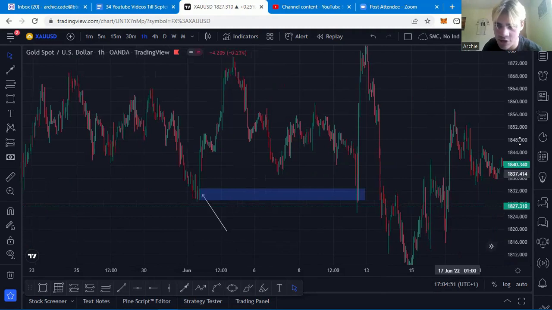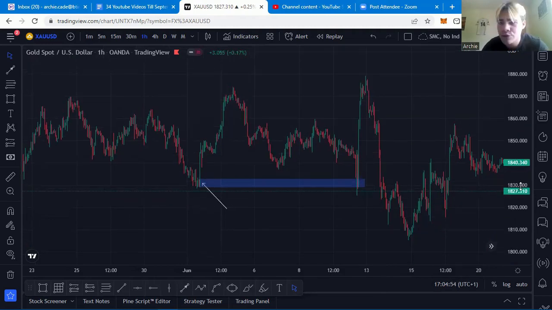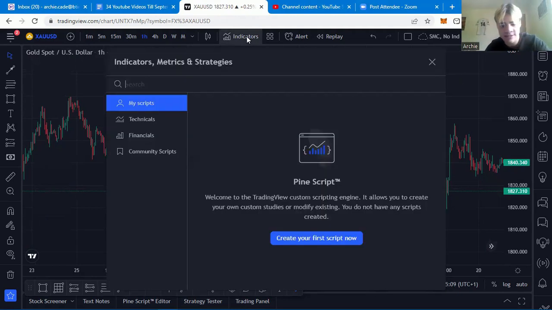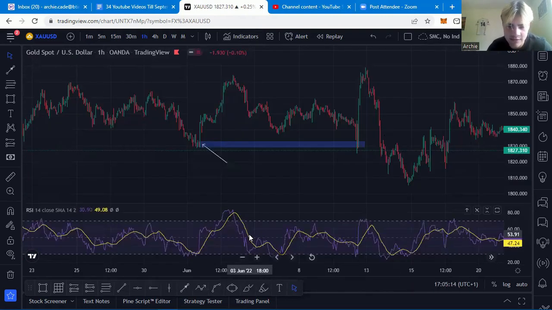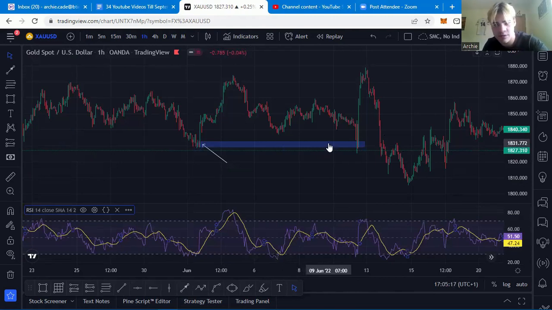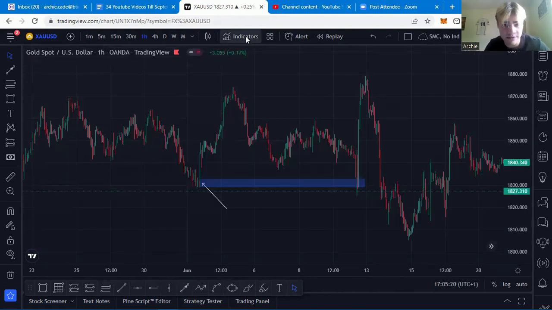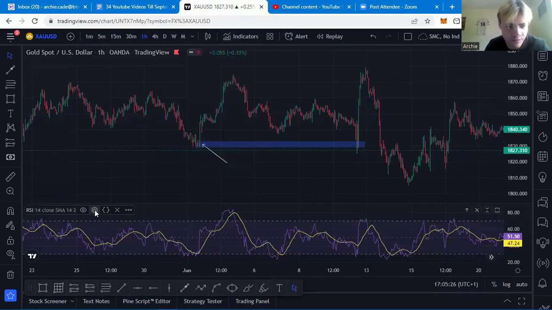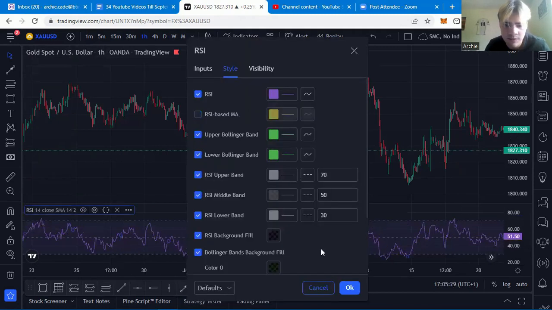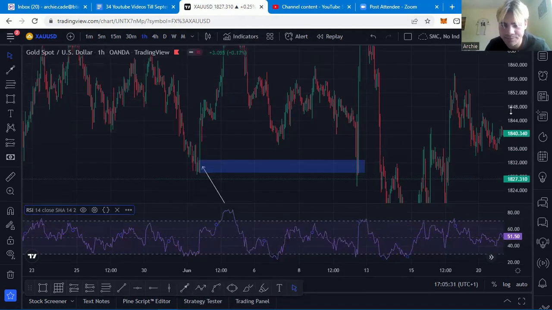So how an imbalance works is that I will use imbalances as targets of where I think price is going to move to. And I will also use them as entries. So let's first talk about entries. Let's get back our indicator, the RSI, the relative strength index, because this is what we're going to be using to help give us another confluence. I've just got rid of the whole RSI. I want to get rid of just the yellow line. So here we are, I just want a purple line.